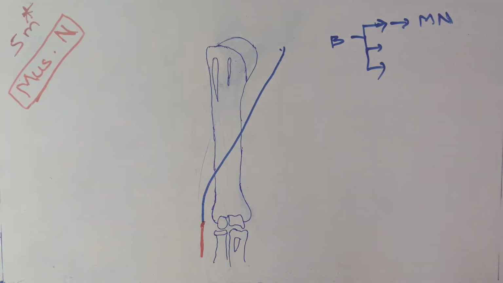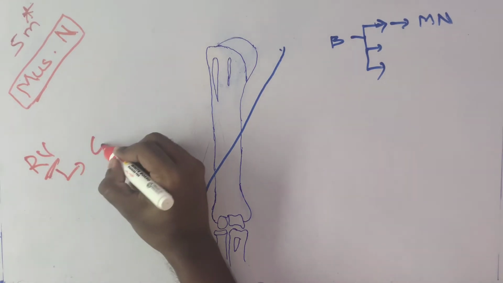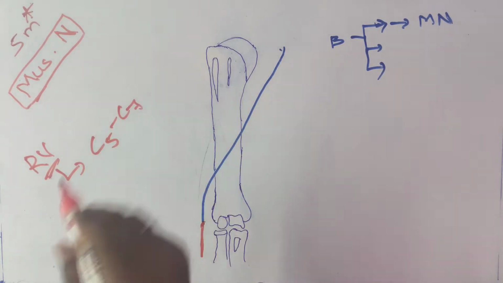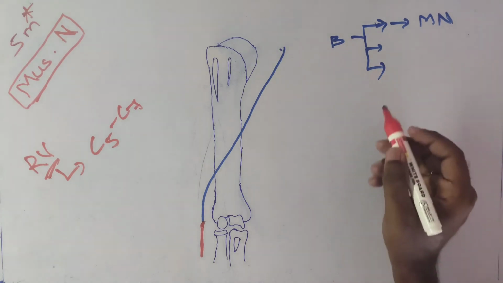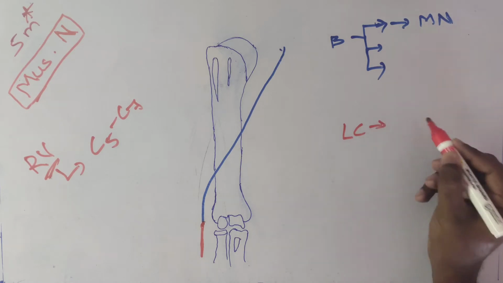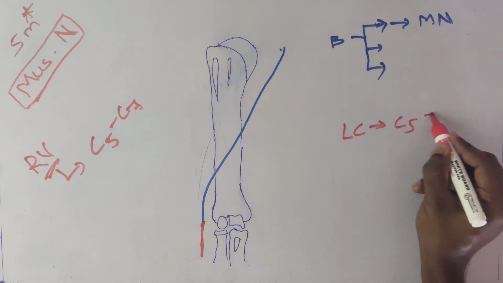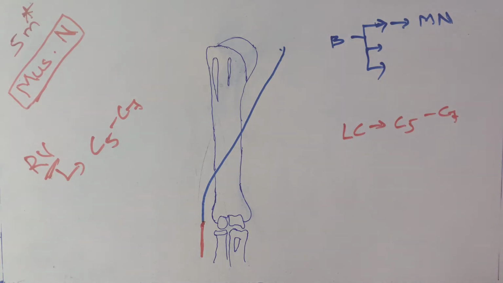Next, coming to the root values, its root values are C5 to C7. We have studied about the root values while studying the brachial plexus. The root value of lateral cord of brachial plexus is between C5 to C7.